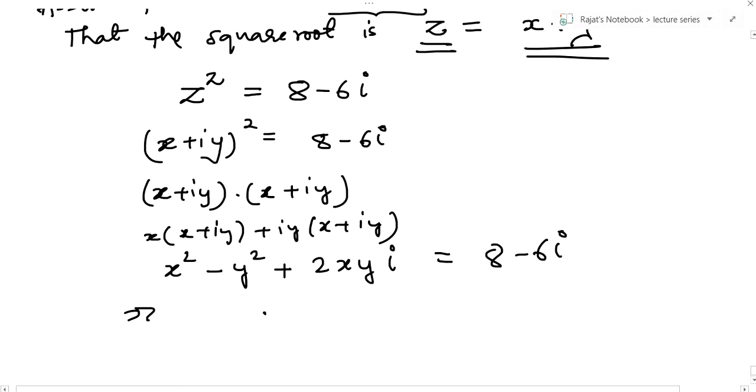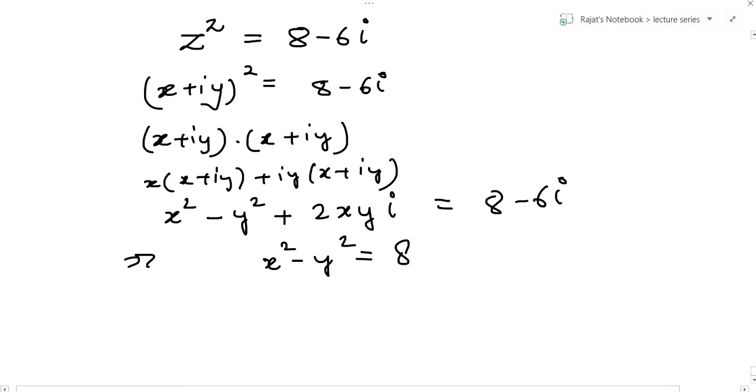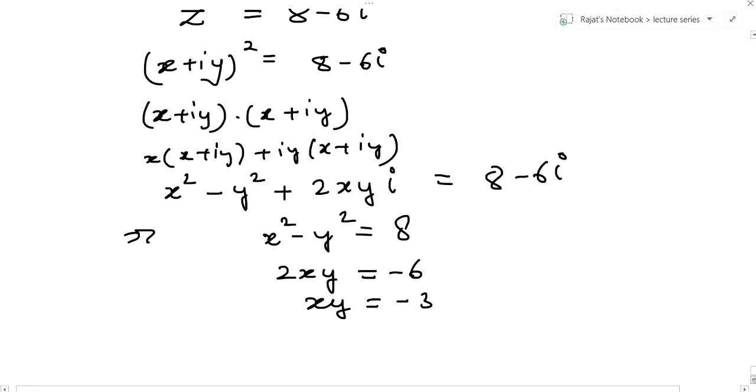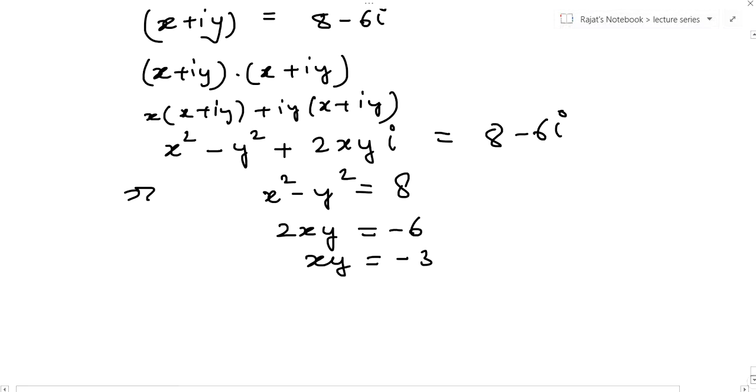So comparing, we get x square minus y square is equal to 8, and 2xy is equal to minus 6, or xy is equal to minus 3. So these are the two equations that we have got: x square minus y square is equal to 8, xy is equal to minus 3. Either you can solve it from here by substituting x in terms of y, or there is another easy method.